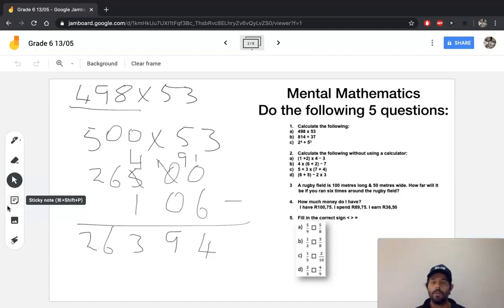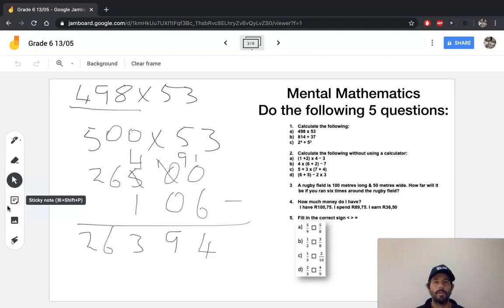Okay, so that's just one method you can use. You could have used the column method. I think the column method is more complicated than this compensation method. I suppose you could have used doubling and halving. You could have doubled 53 to 106 and then halved 498 and done it that way. That's another method. And then if you understand the split method, you could have split 498 into 490 and 8, and then the 53 into 50 and 3, and you could have cross multiplied like that as well.